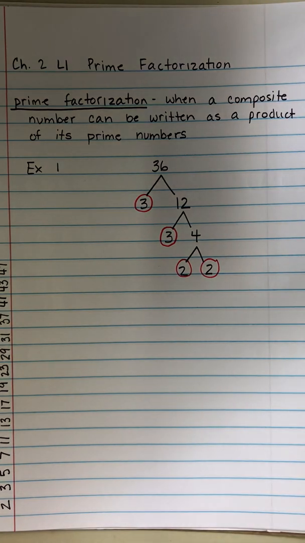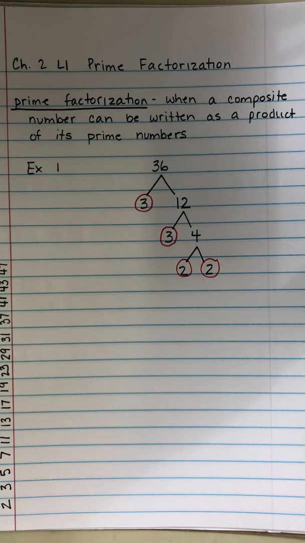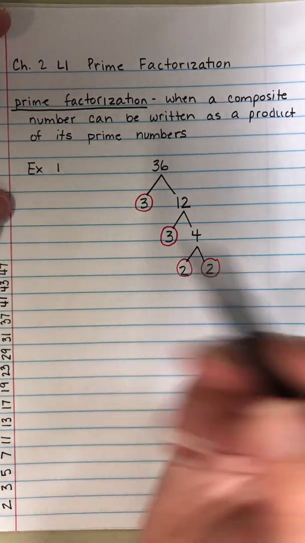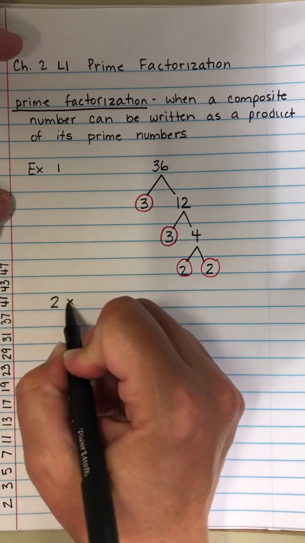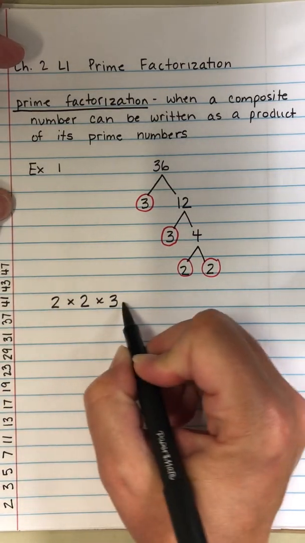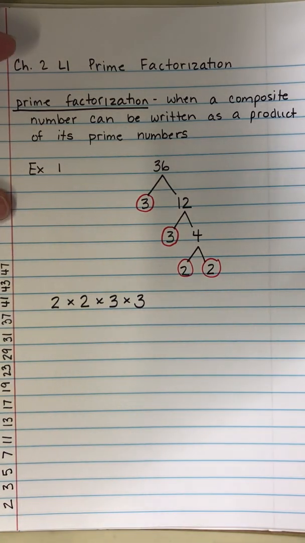Okay. Then I'm going to go back and rewrite all of these prime numbers that I've circled, in order from least to greatest. 2, 2, so I have two 2s, 2 times 2, then I have two 3s, times 3 times 3.